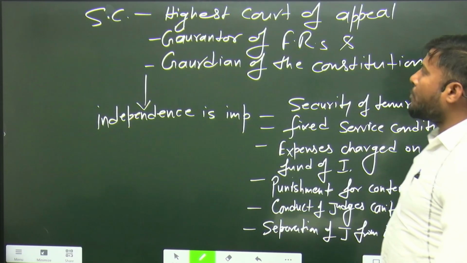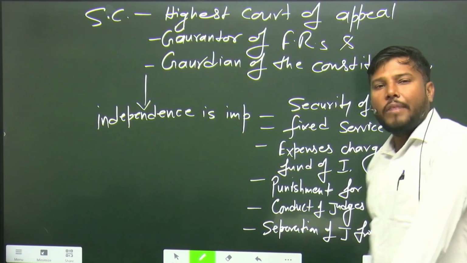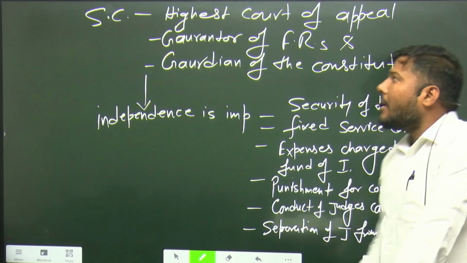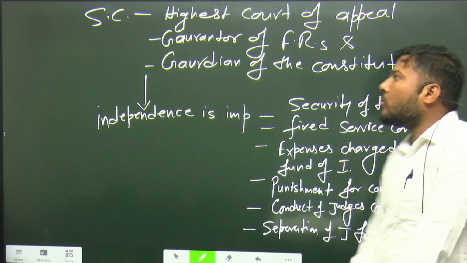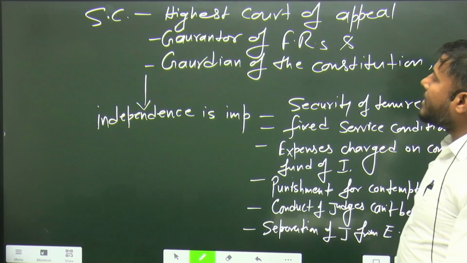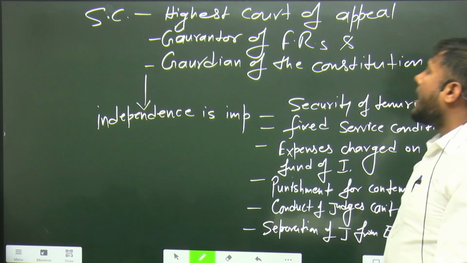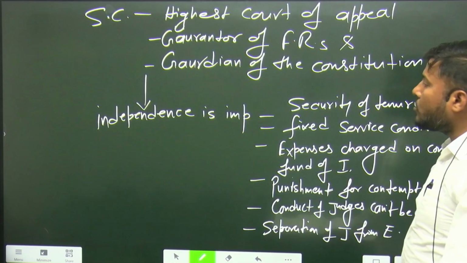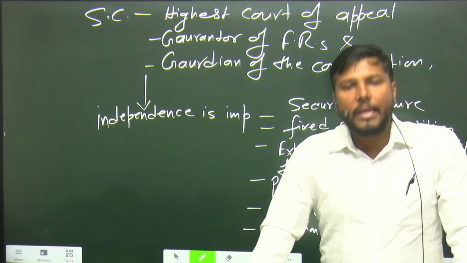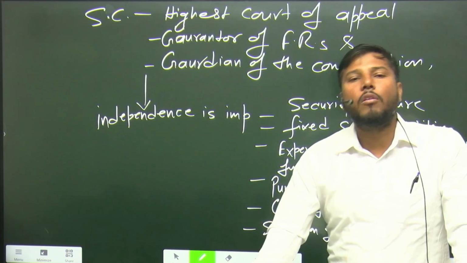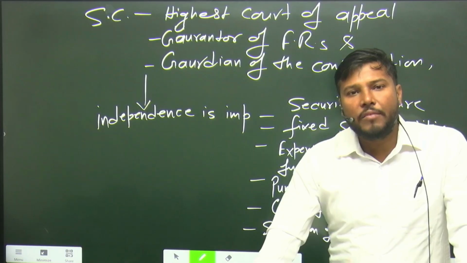Now our Supreme Court is the highest court of appeal, right? Whatever matters come in, even in the lower court, then high courts, the highest court of appeal is the Supreme Court of India, right? The next point is the guarantor of fundamental rights. Our Supreme Court is the guarantor of fundamental rights and the guardian of the Indian Constitution, right? So if our Supreme Court has great eminence, great importance in our constitution, in our political system, that's why its independence is very important, very crucial.